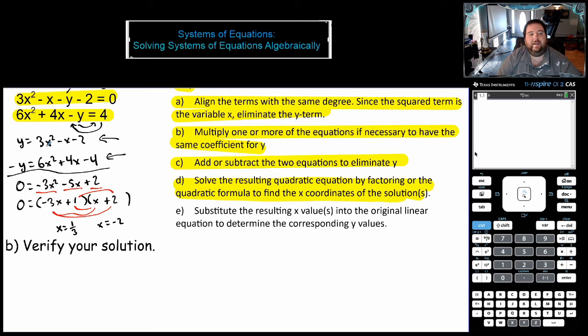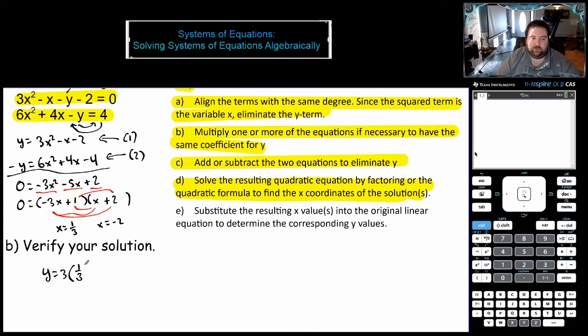y equals 3x squared minus x minus 2, or y equals 6x squared plus 4x minus 4? Well, I would say equation 1 is simpler than equation 2. So we're going to use that. So y equals 3, and x, in this case, is 1/3, right? We're using our first solution. I'm not going to box it yet because we need to verify it first.